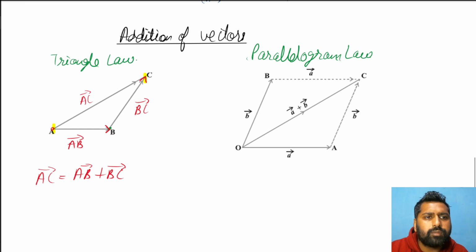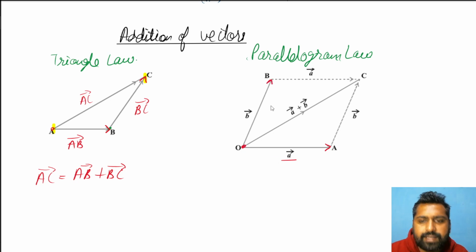Now for the parallelogram law, the arrangement is slightly different, everything else is the same. You take two vectors. Your A vector will be like this, along OA. A, B, C, D are the points just to represent it. Right, now focus on the A vector and B vector. A vector is from O to A, and B vector is from O to B.